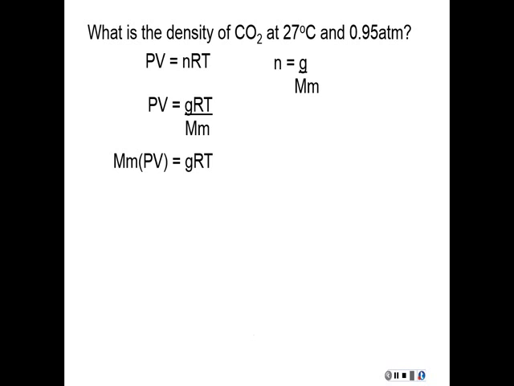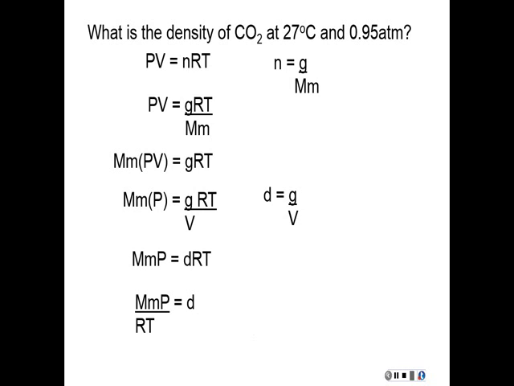Now remember, density is mass per volume. So mass per volume is going to be grams per liter. You see how by dividing by volume, I now get this factor. What I want to do now is get grams over volume, which is density. I want to get that by itself, so I'm going to have to divide RT out of there. And so I finally get density equals molar mass times pressure divided by RT.